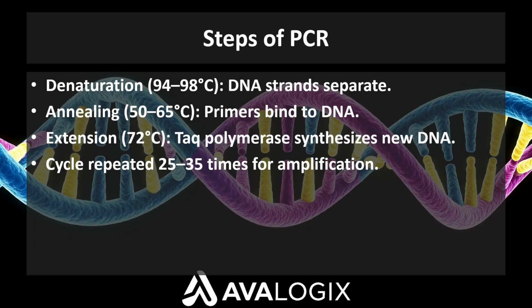Now that we've covered the components, let's look at the 3 critical steps in the PCR process: denaturation, annealing, and extension.